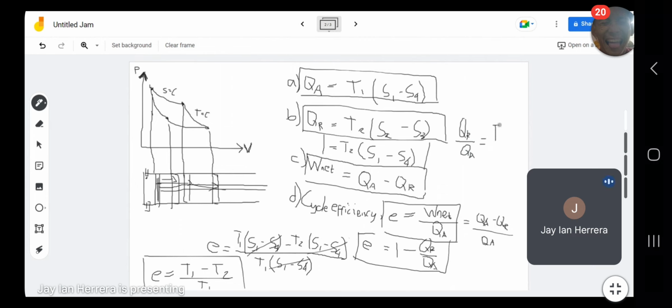This is not applicable to other cycles, but for Carnot, this is applicable. This relation between heat and temperature.